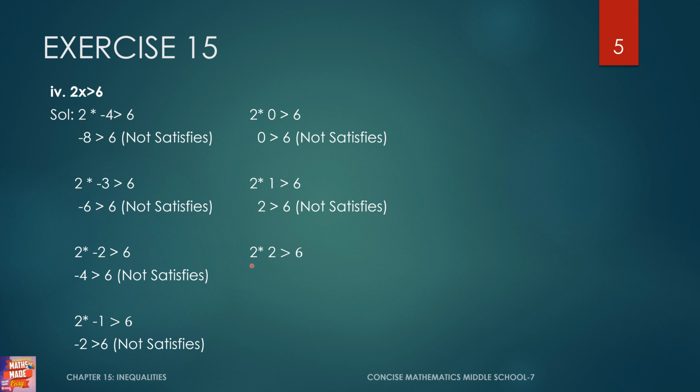Now just replace this x with 2. 2 twos are 4. Is 4 greater than 6? No, 4 is not greater than 6. Now just 3. 3 twos are 6. Is 6 greater than 6? No, they both are equal. They didn't give any equal sign underneath it. If they might have given underneath the greater than sign, then you might have written it as satisfies. Since they haven't given equal to, that is a line underneath this, it is not satisfies.